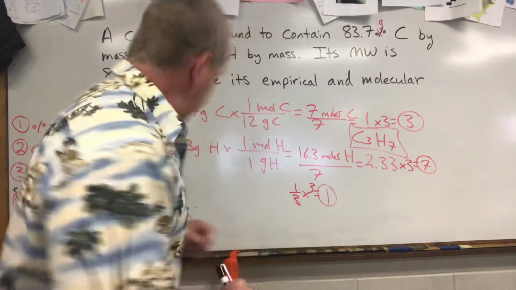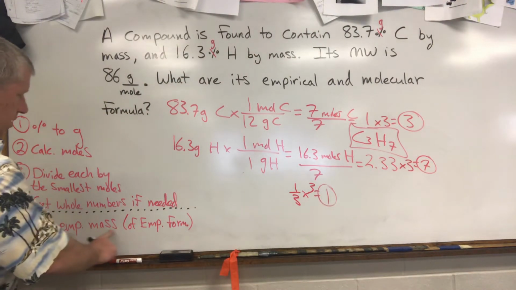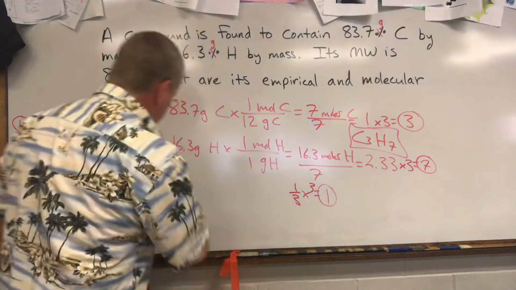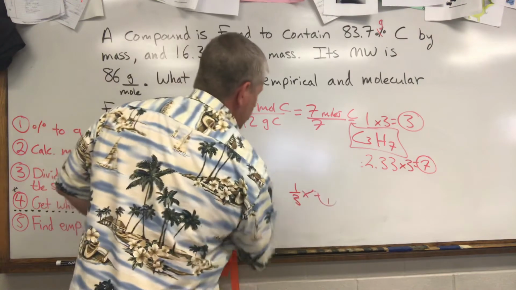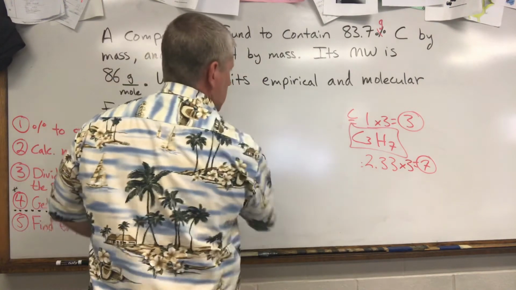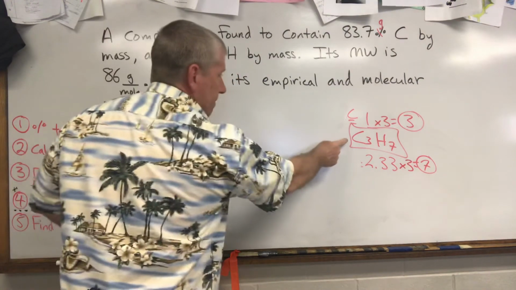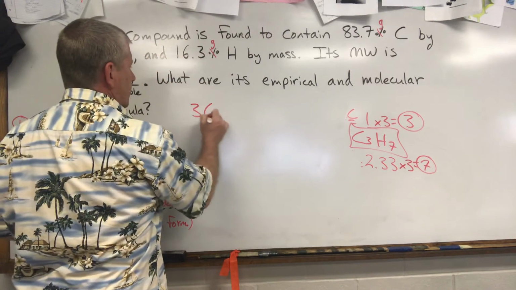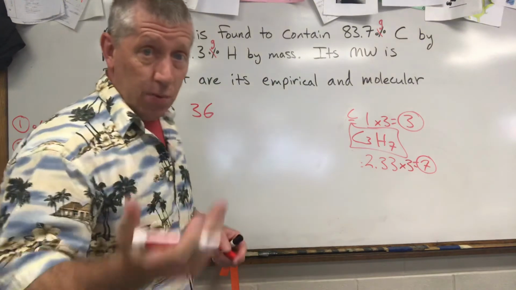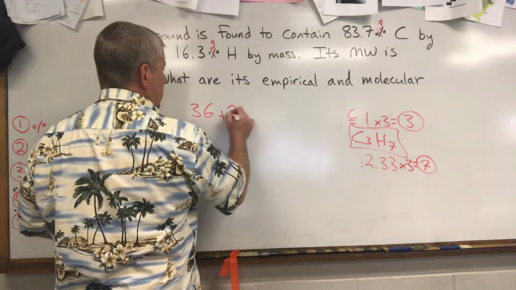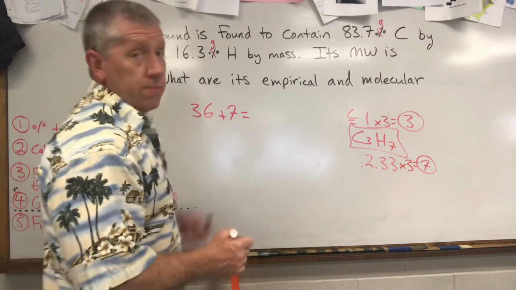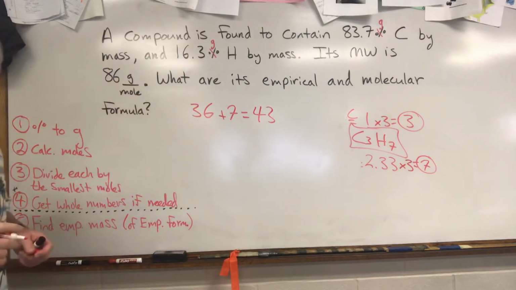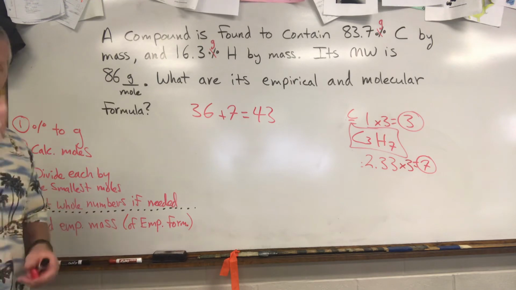Next, get the empirical mass. Find the empirical mass of this empirical formula. That's our next step. Now I'm going to get rid of this to make some room. Okay, so let's get the mass of that. We get 3 carbons, 3 times 12 is 36, and 7 times 1 for hydrogen is 7. So that is 43. The mass of that compound is 43. So that's step 5.